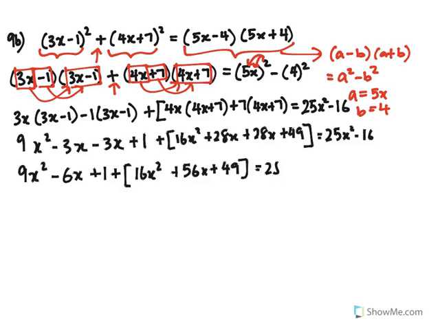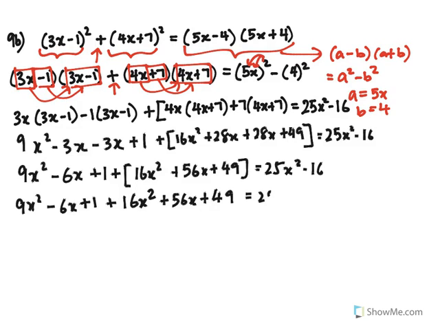And then the other side, you got your 25x squared minus 16. So carry on expanding. So you get 9x squared minus 6x plus 1. Plus open up the bracket, so you get 16x squared plus 56x plus 49. No difference. And then on the right hand side, it remains unchanged.